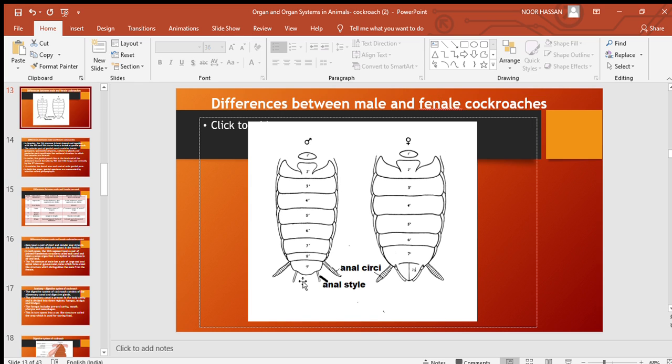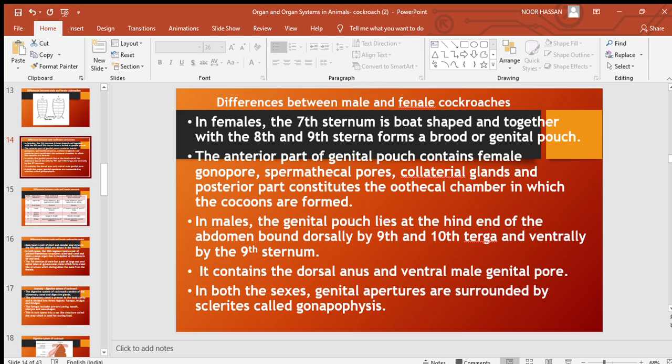Another main difference between male and female cockroach is that anal cerci are present in both male and female cockroaches, but anal styles are present only in the male cockroach and absent in the female cockroach. Anal styles in male cockroaches arise from the ninth segment. Anal cerci are common in both male and female cockroaches and they arise from the 10th segment. Okay, so with that we will discuss the information now.